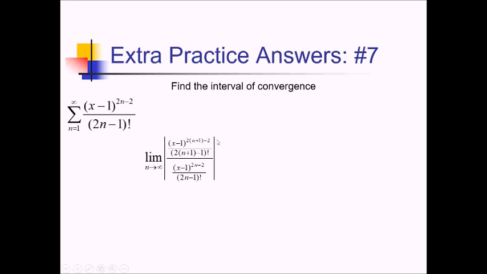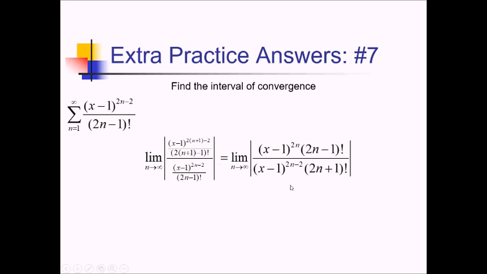In my numerator, I've got x minus 1 to the, well, let's see here. This is 2n plus 2 minus 2, so this is just 2n. And we've also got this 2n minus 1 factorial up there. Downstairs, this is going to be 2n plus 2 minus 1 inside the factorial. So that's 2n plus 1 in the factorial. And we also have this x minus 1 to the 2n minus 2.